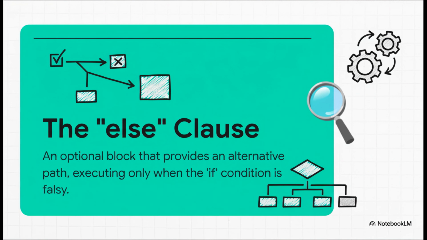And here's our solution, the else clause. It's this optional block of code that you can tack right onto the end of an if statement. It basically says, okay, if that first condition wasn't true, then do this instead. It's the perfect way to handle the flip side of the coin.